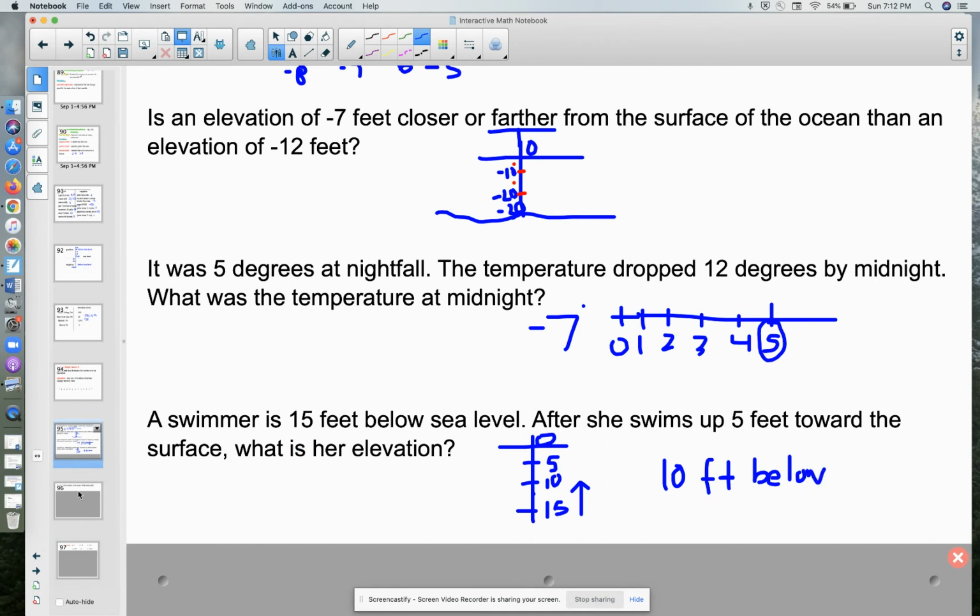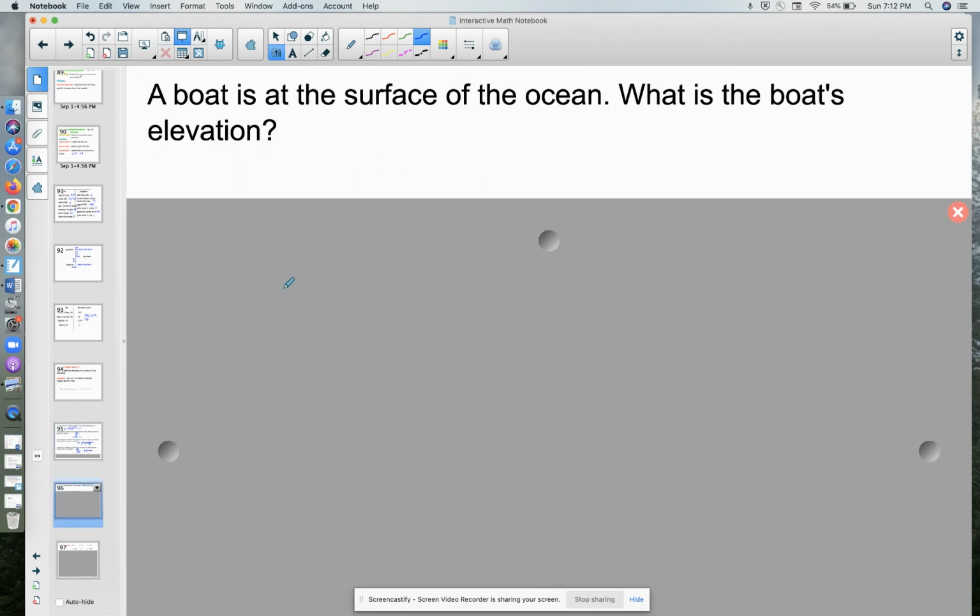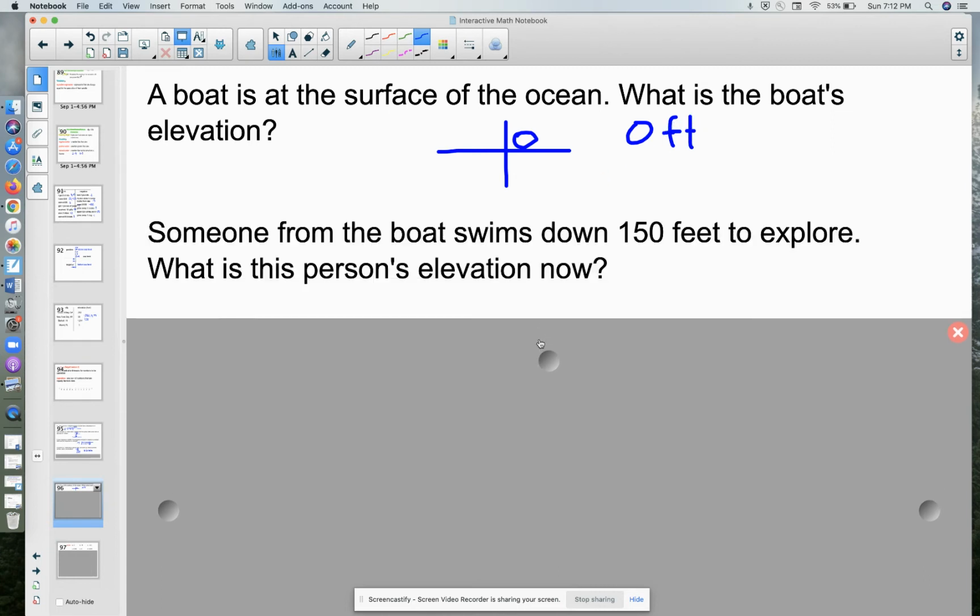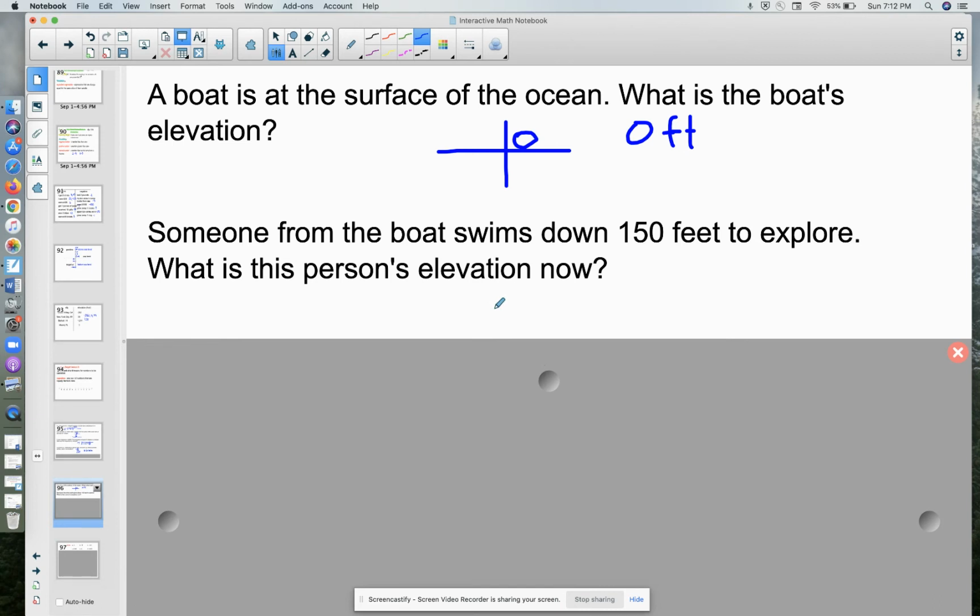Below. Okay? Next, a boat is at the surface of the ocean. What's the boat's elevation? What do you think? So here's the boat. What feet is it? What is sea level? Right, 0 feet. Someone from the boat swims down 100 feet to explore. What's this person's elevation now?